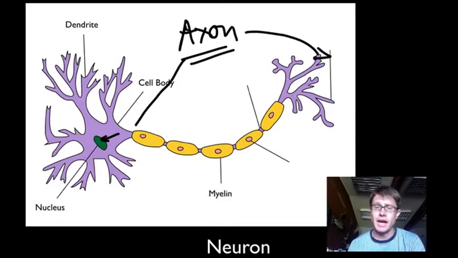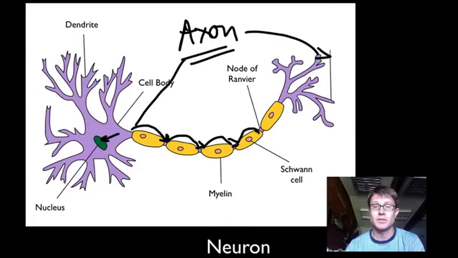To speed that, we have it wrapped in this fat material called myelin, and those are actually made of something called a Schwann cell that wraps its way around the axon. And then we have nodes of Ranvier, and nodes of Ranvier are going to be these gaps between the myelin. And really what happens, and I'll come back to that at the end, is that the message doesn't go all the way through the axon.